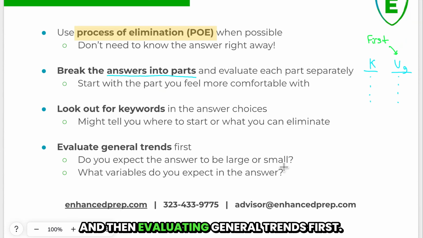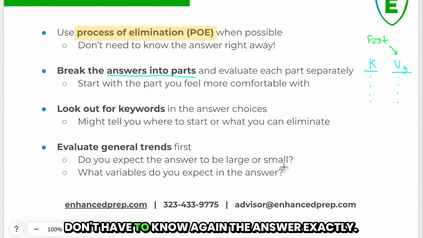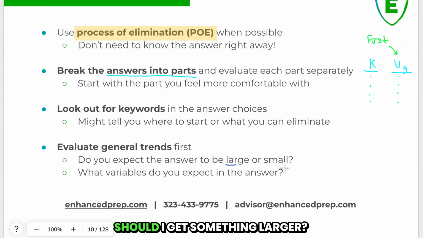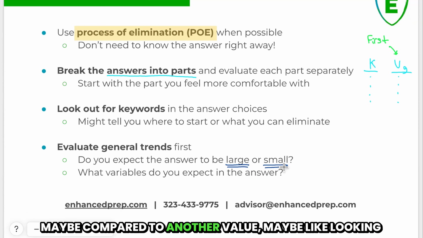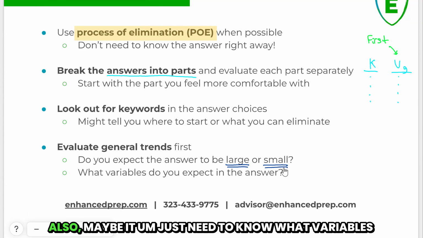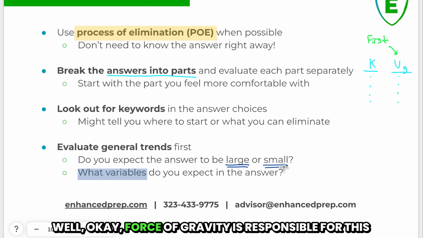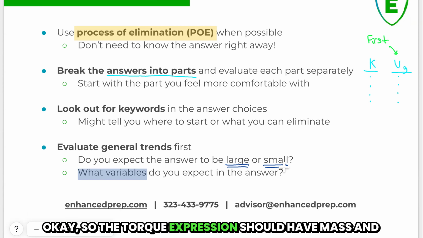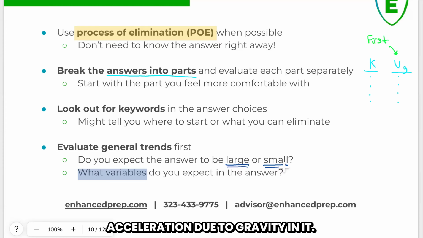And then evaluating general trends first. You don't have to know the answer exactly. Should I get something larger? Should I get something smaller? Maybe compared to another value, maybe looking at numbers. Also, maybe you just need to know what variables the answers might have. Oh, well, okay, the force of gravity is responsible for this torque. So the torque expression should have mass and acceleration due to gravity in it. Any answers that don't, get rid of it.